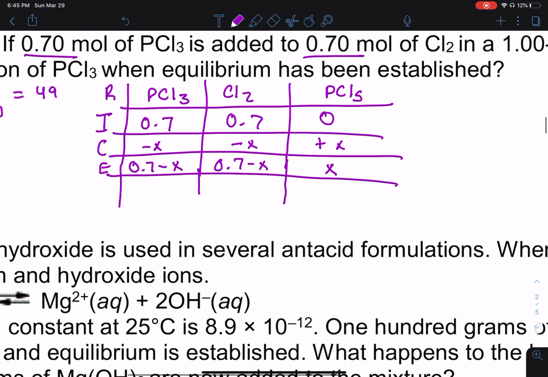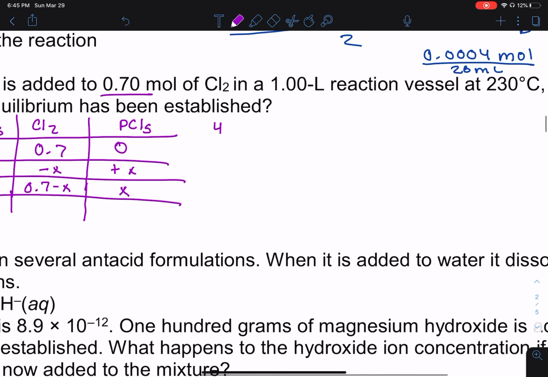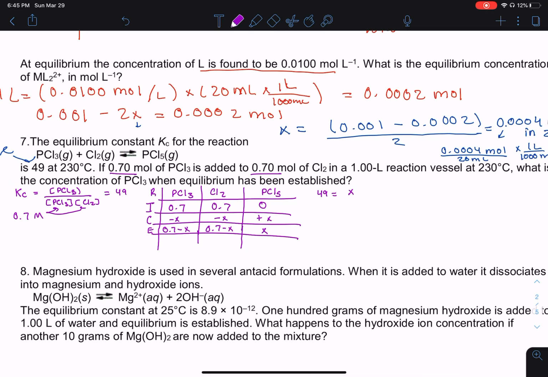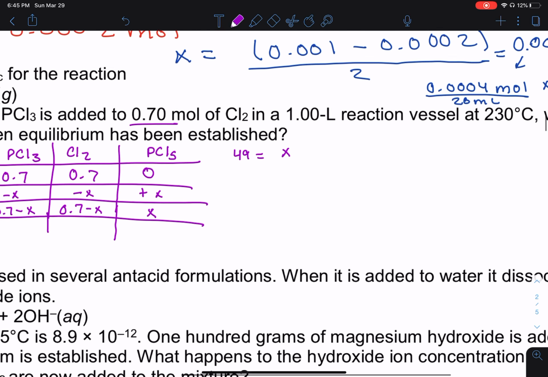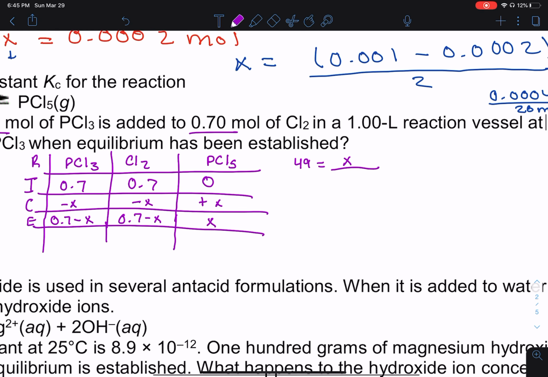So that was pretty simple to do, right? In this case, what that means is 49 equals x, because what we're doing right here is filling in this expression, okay? So what that means is x, which symbolizes PCl5 at equilibrium, over 0.7 minus x squared, right? Because they're both the same.